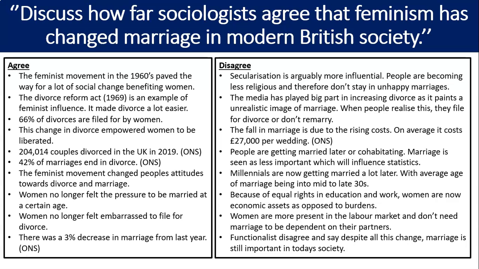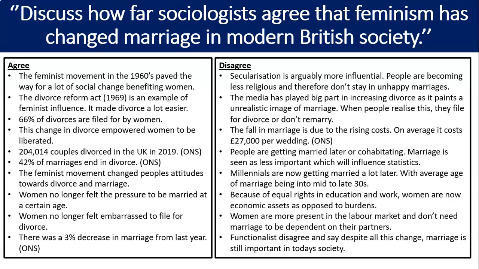So, for example, an argument that feminism is the main reason why marriage has changed. In the 1960s, that's when the real feminist movement began to build up a lot of momentum, and there was social change benefiting women. If we look at marriages, 1 in 2 marriages end in divorce, which is a really key statistic to mention. The feminist movement changed people's attitudes towards divorce and marriage. Women no longer felt the pressure to be married at a certain age. There was a 3% decrease in marriage from last year. These are all arguments for why feminism might have been the main reason marriage has decreased. Women no longer feel the need, and there's less stigma to not be married anymore.